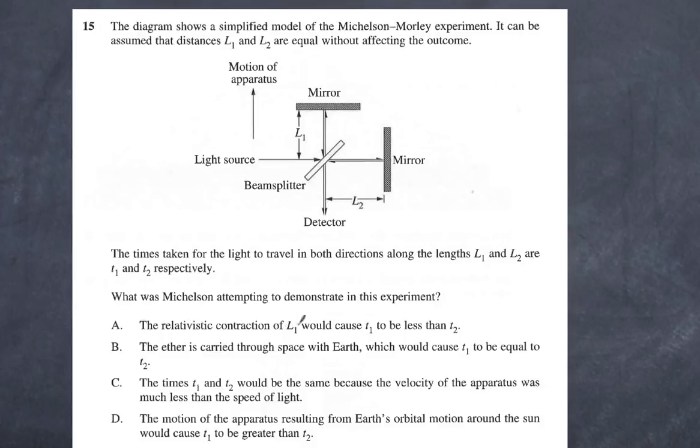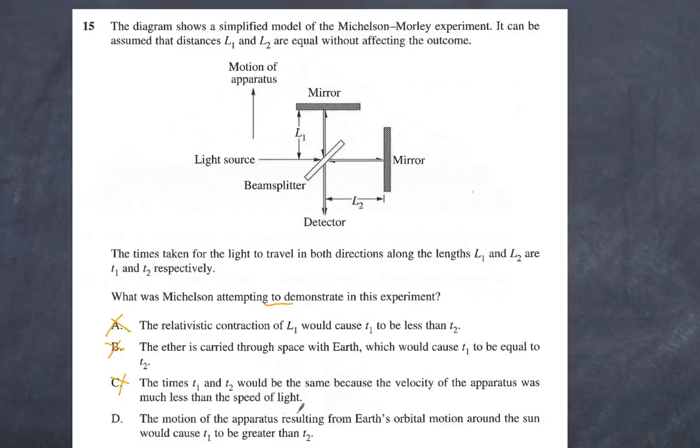The relativistic contraction of L would cause T1 to be less than T2, but that's not what they were attempting to demonstrate, so A is incorrect. B, the ether is carried through space with Earth, which would cause T1 to be equal to T2. Now that is not correct either, because the ether isn't carried through space. The ether is a fixed frame, and Earth moves within it. So they would expect this to be equal, but that's not the reason why. C, the times T1 and T2 would be the same because the velocity of the apparatus was much less than the speed of light. That's not what they were expecting.